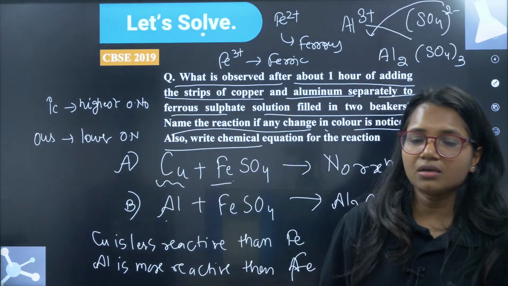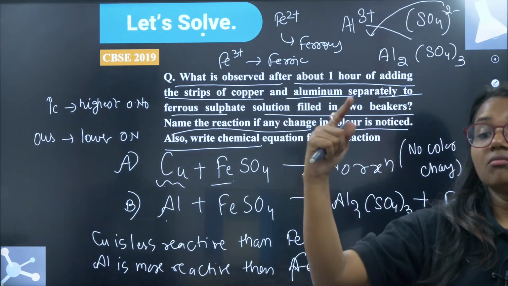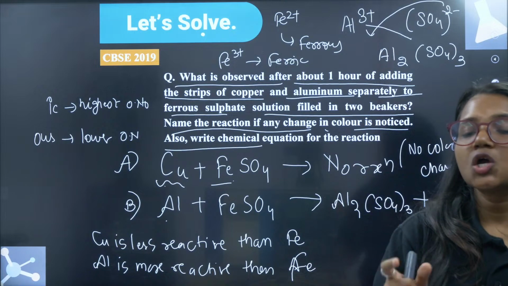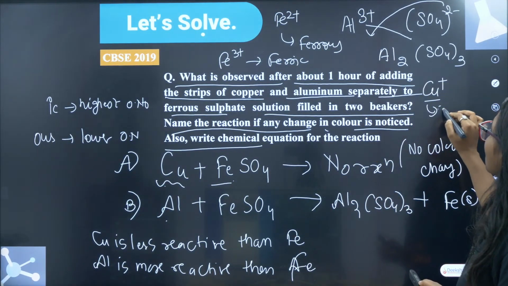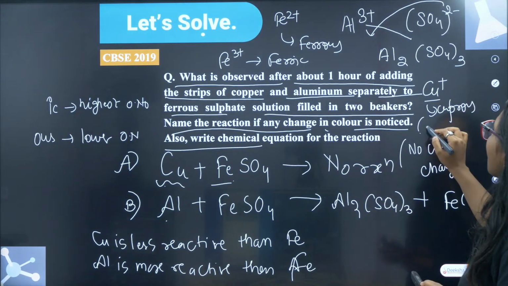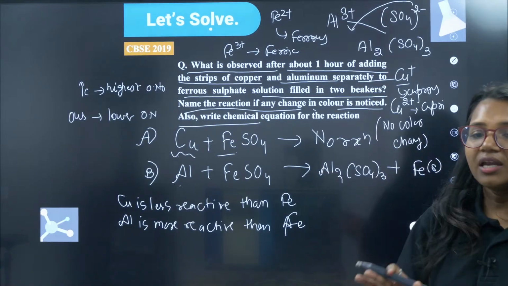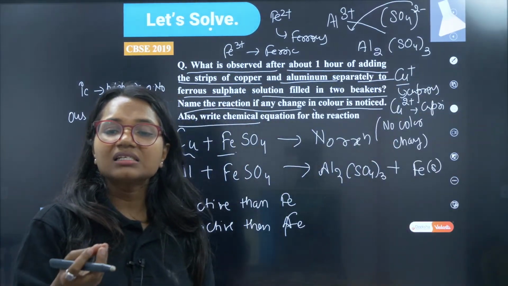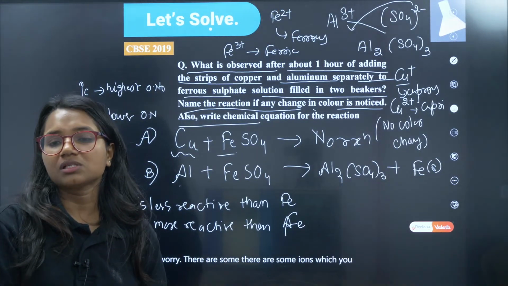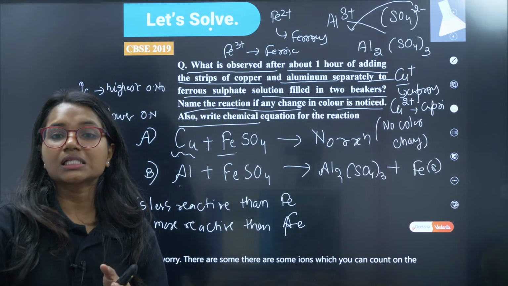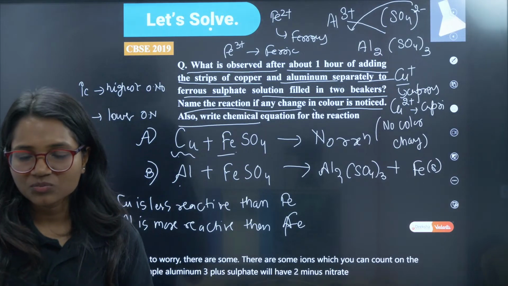Are you getting my point? Us means lesser, ic means more. Cuprous is copper plus 1, and copper 2 plus is cupric. You don't have to worry, there are some ions which you can count on the fingertips. For example, aluminium 3 plus, sulfate 2 minus, nitrate minus 1, correct?